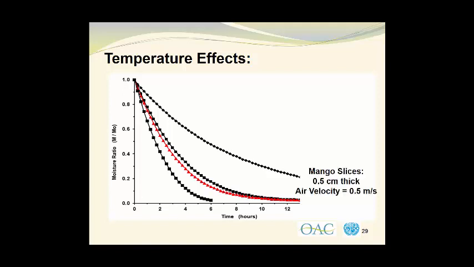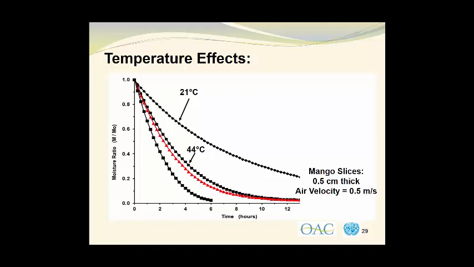What we have are mango slices that are half a centimeter thick and an air velocity of 0.5 meters per second. In the first case, the temperature of the air was 21 degrees. This was actually the temperature of the air in the room at the time the experimental runs were conducted. And you can see that the curve for 21 degrees Celsius moves rather slowly from the top left to the bottom right. Next, we have the drying curve using air at 44 degrees Celsius.